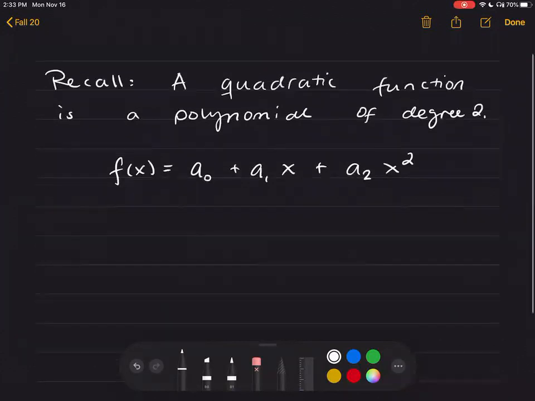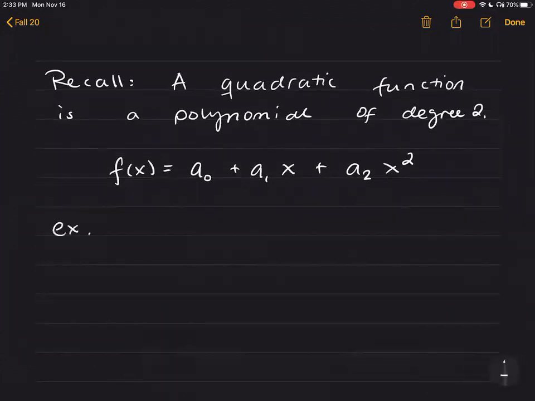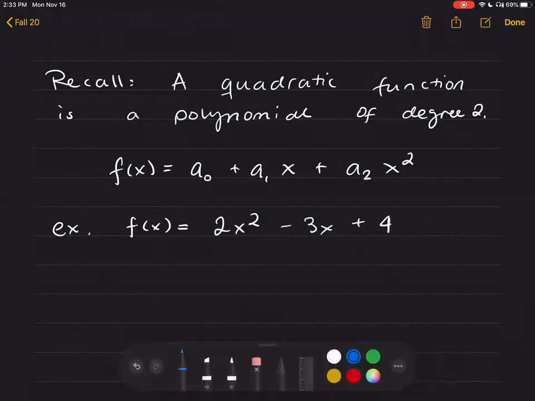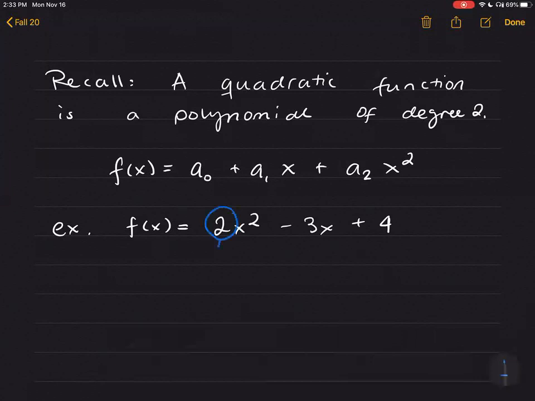So, for example, something might look like f of x equals 2x squared minus 3x plus 4. And so if you look at this here, 2 is our a2, negative 3 is our a1, and 4 is a naught in this case. All right, pretty standard stuff. I think we've all seen this before.